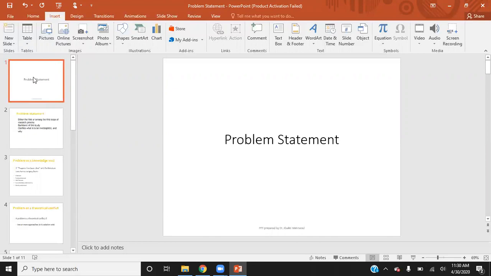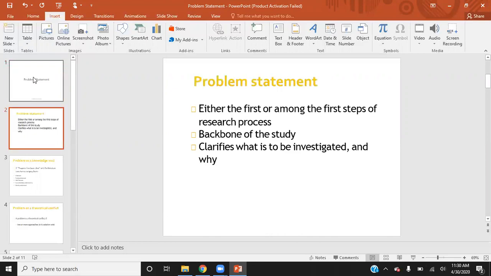The data that I have selected in the slide is obviously taken from different places. A problem statement is usually the first or among the first steps of a research process. I just told you that sometimes it is the first step, or sometimes if you have already read the literature and narrowed down your topic, then obviously you know what your basic problem is. This is the backbone of your study.